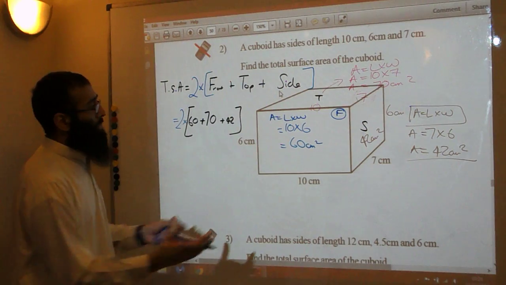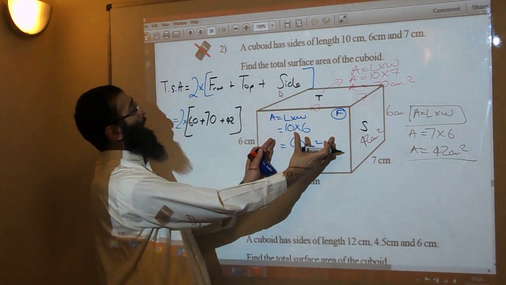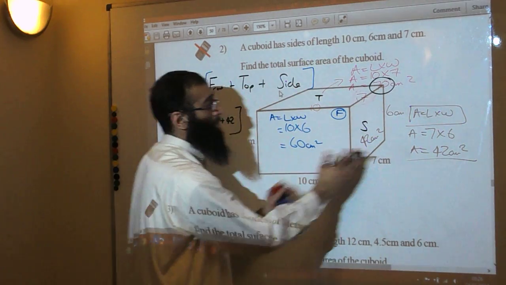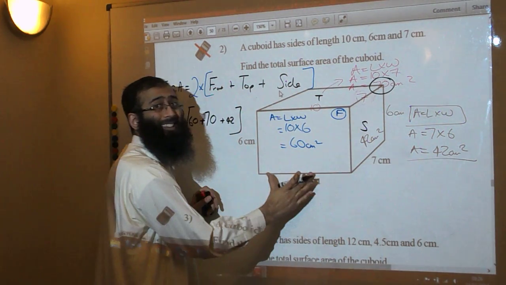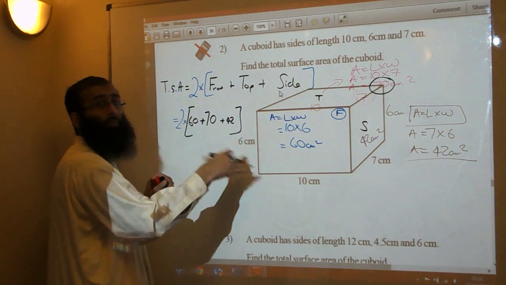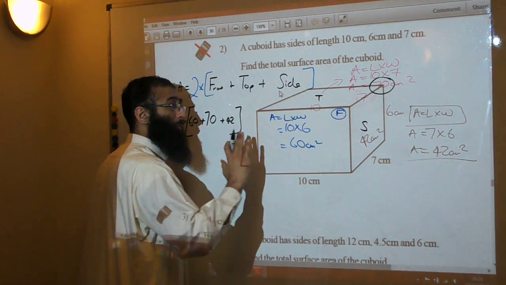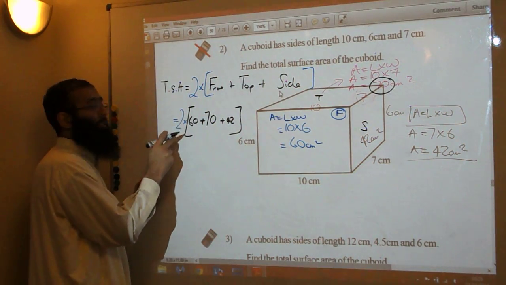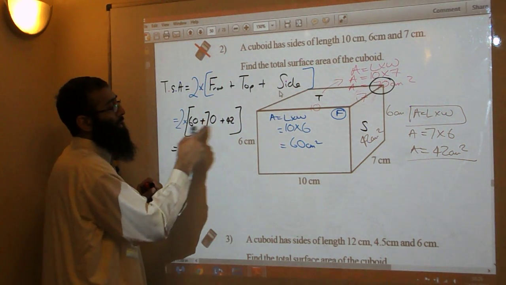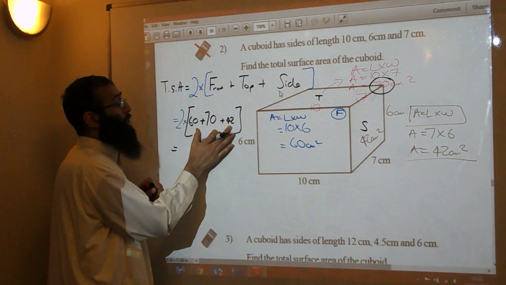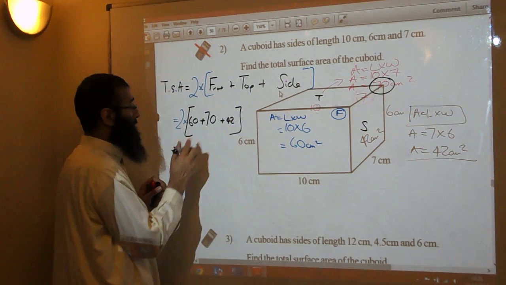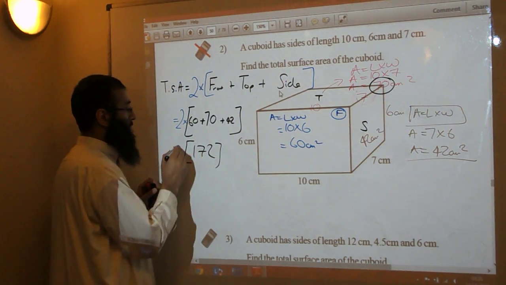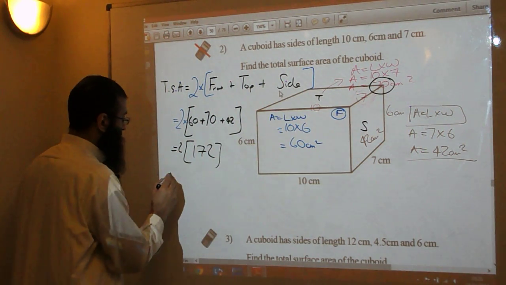So the area of the front is 60. The area of the top is 70, and the area of the side is 42. So we go to the area of the 3 sides that we can see, and we said we've got twice as many sides. Wherever the area of this is here, is the area of the sides that we can't see. So we've got the doubling effect here. So 60, add the 42 will give us 102. 102 add 70 will give us 172. So 172 times by 2.